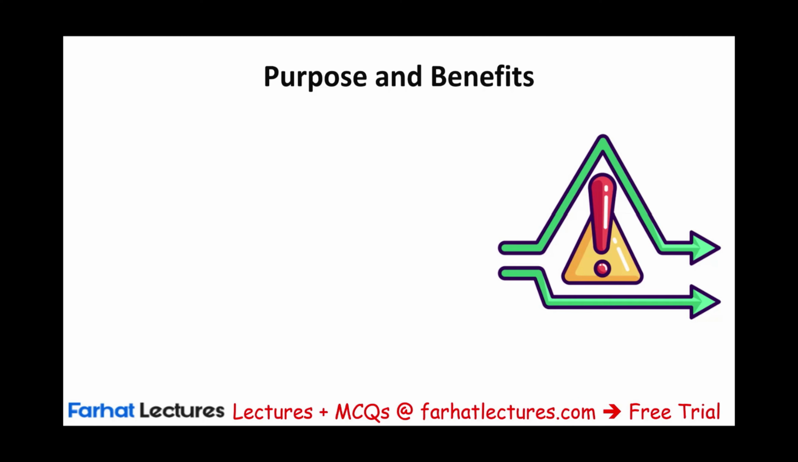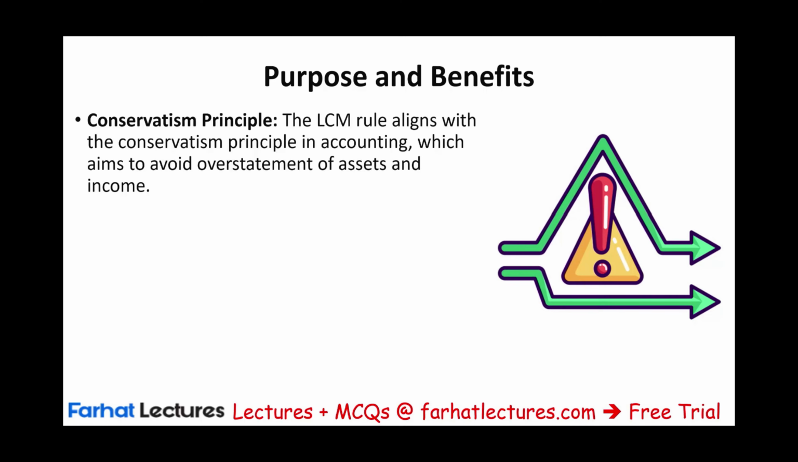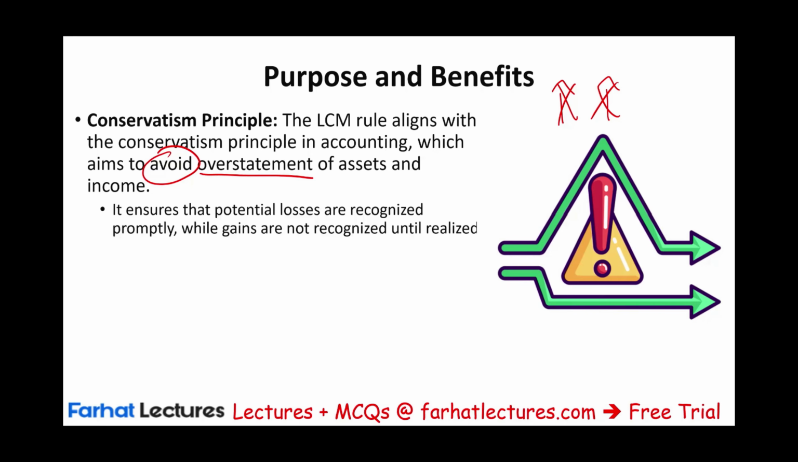Once again, let's recap the purpose and benefit, and we'll work an example. It's based on conservatism. The LCM rule aligns with the conservatism principle, which aims to avoid overstating assets and income. So if you have any doubt whether to overstate an asset or overstate an income, don't do it. On the contrary, understate your asset and understate your income. This ensures that potential losses are recognized on time while gains are not recognized until realized. And this is what you want.